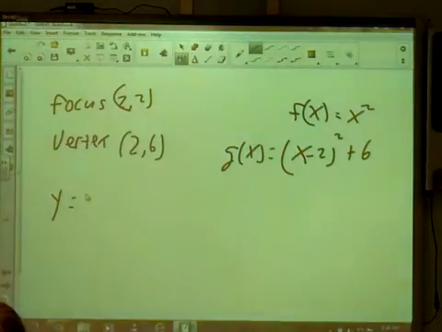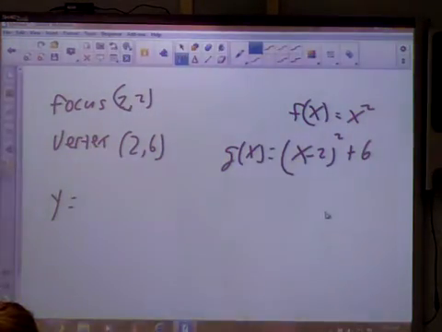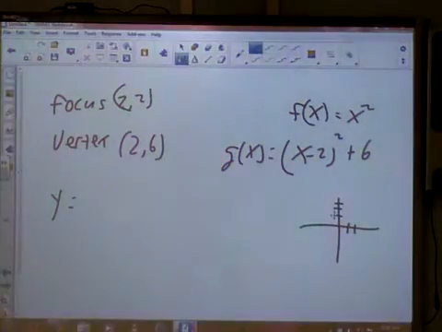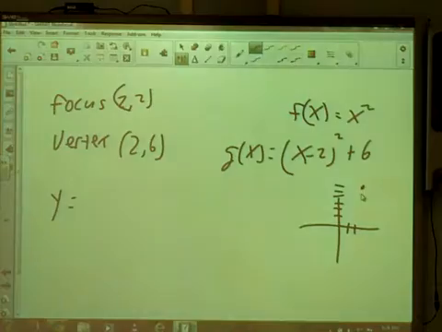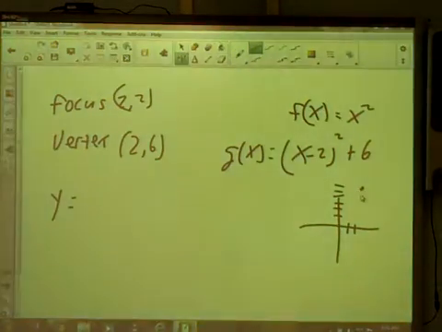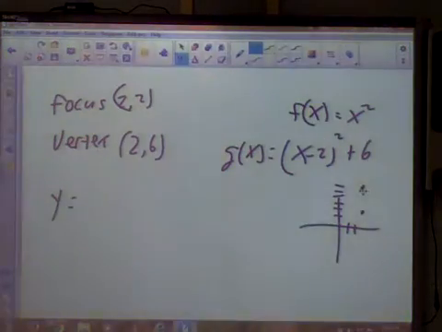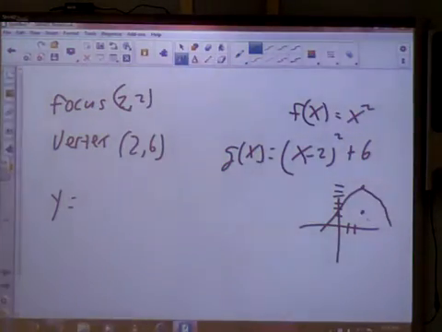H equals 2, K equals 3. I don't understand what I did. Alright. If we had a vertex of 2, 6, the focus on this would be 2, 2, which would have to be right there, and the focus has to be inside the parabola. So that means that my parabola would be looking like that. The focus would have to be there.